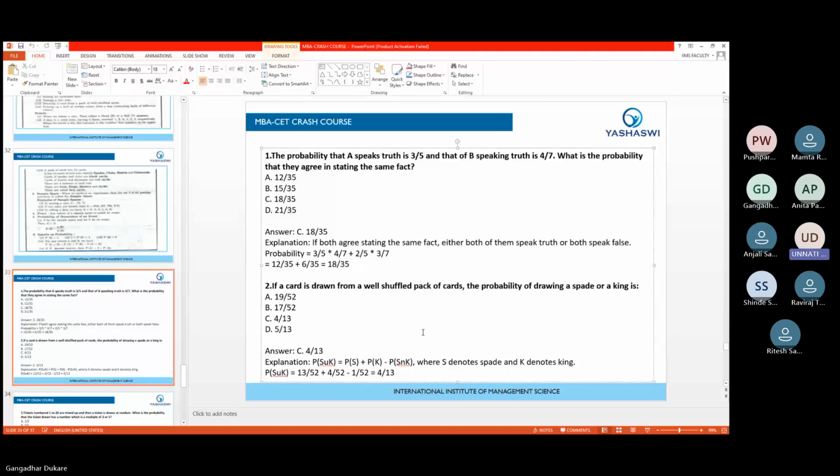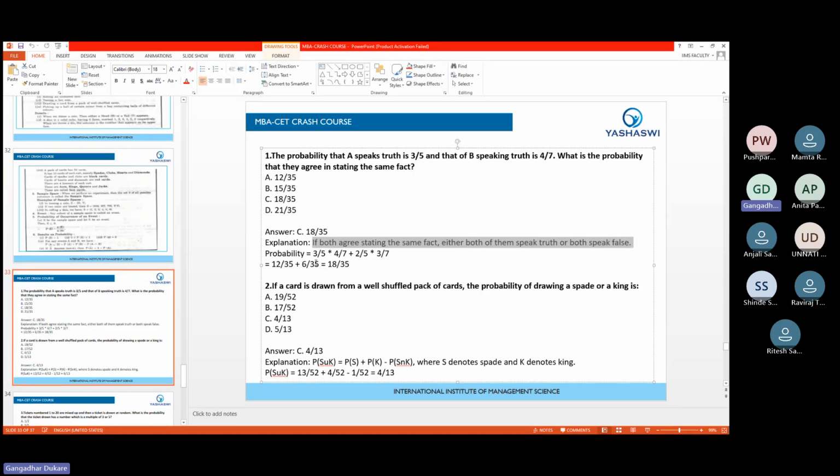So in the first question, why have we added 2 by 5 into 3 by 7 in the probability? The probability that A speaks truth is 3 by 5, and the probability that B speaks truth is 4 by 7. What is the probability that they agree in stating the same fact? We are making the explanation that if both agree in stating the same fact, either both of them speak truth or both of them speak false.